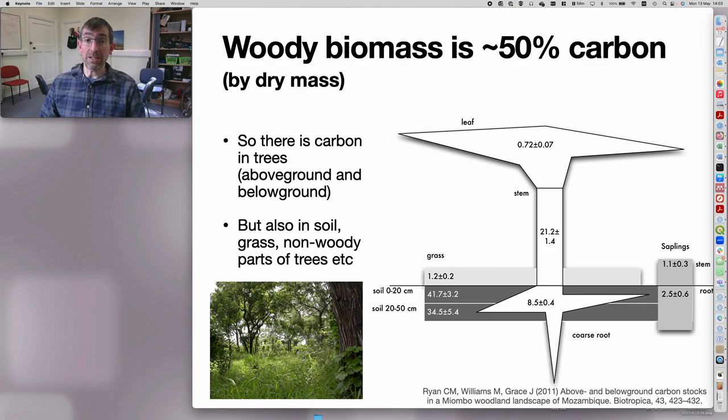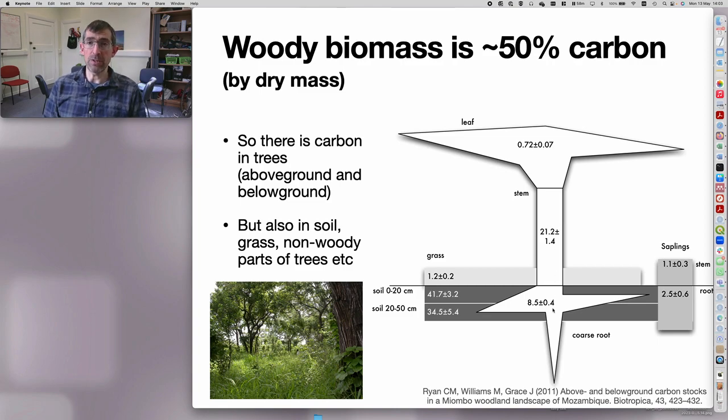But there's carbon in other places in the ecosystem, as well as in the wood. The wood is maybe the one we're most used to thinking about, but there's carbon in the leaves, although not very much, less than a ton per hectare in this ecosystem. There's carbon in the grass and in the small trees and the saplings. But the big pool of carbon is actually in the soil. We're not going to talk any more about soil carbon, but I wanted to start off by showing you that there's at least 40 in the surface soil, 30 in the deeper soils, tons of carbon per hectare. And that's actually a lot more than what's stored in the woody biomass.